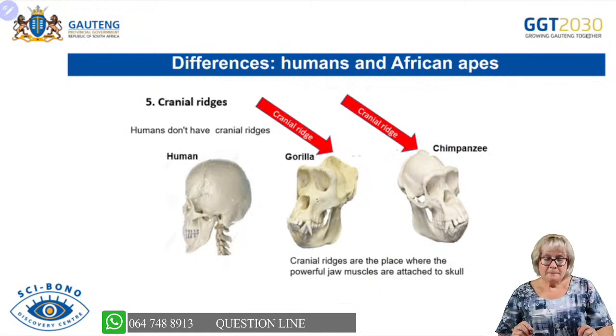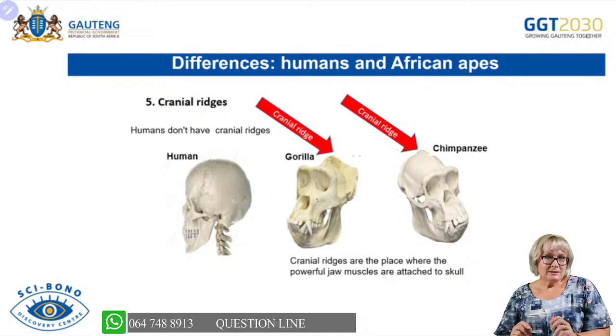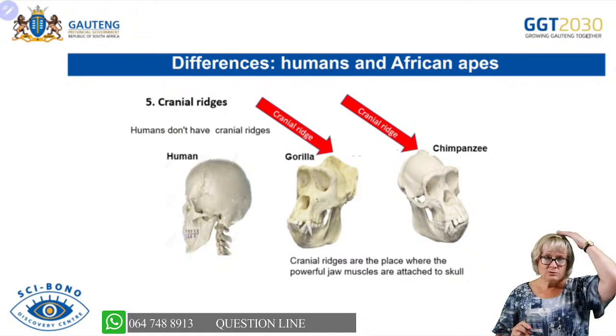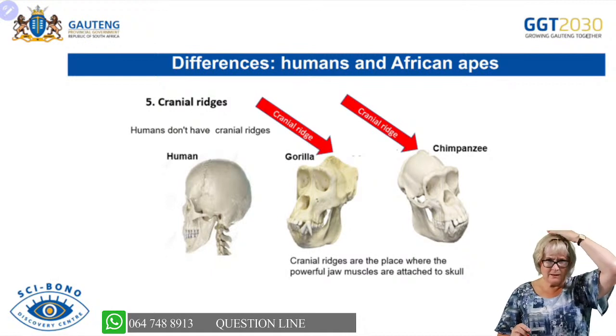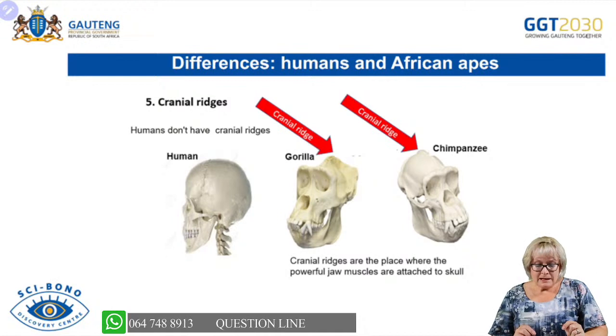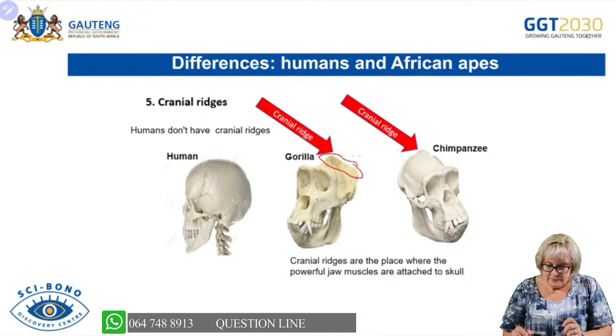Cranial ridges. If you're more evolved, you have actually lost your cranial ridge. I want you to feel on top of your skull. Do you feel bones sticking out there? No, there's nothing there. But if you look at the skull of a gorilla or a chimpanzee, you can clearly see that they have this ridge there. Can you see it on the top of their skulls?